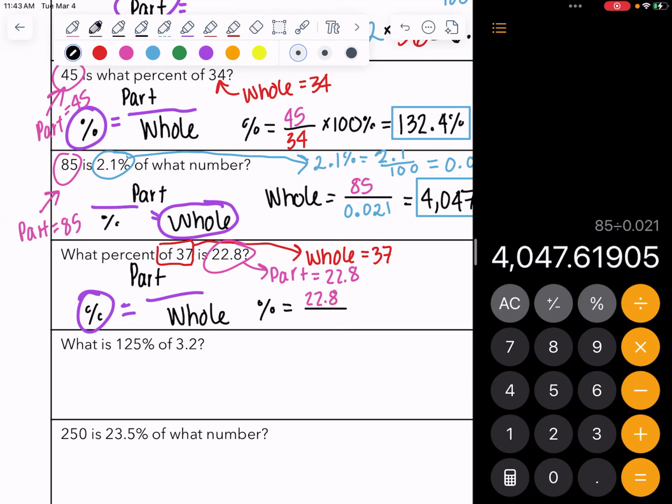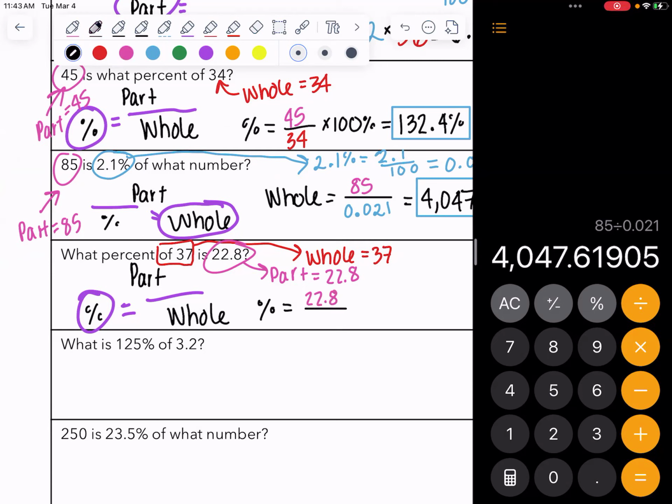All right, I guess a couple more here. Let's go through these a little quicker. So we have part, percent, whole. Maybe I'll just copy paste these to the remaining few here. So what is 125% of 3.2? So that right there, that "of 3.2," that's going to be my whole.